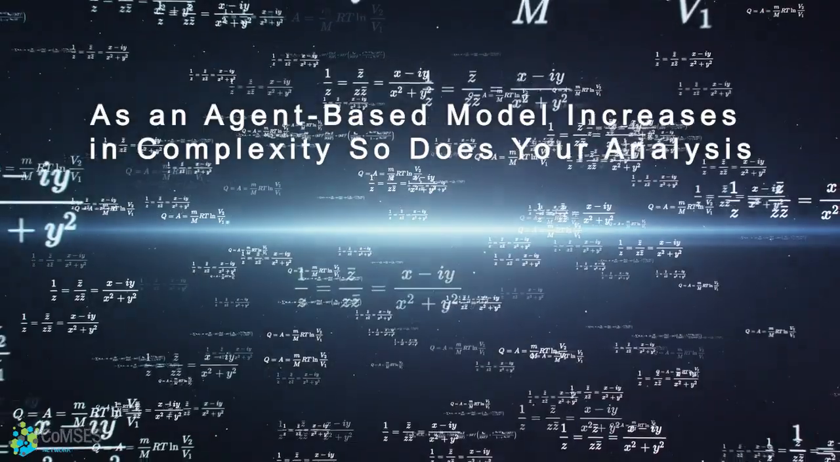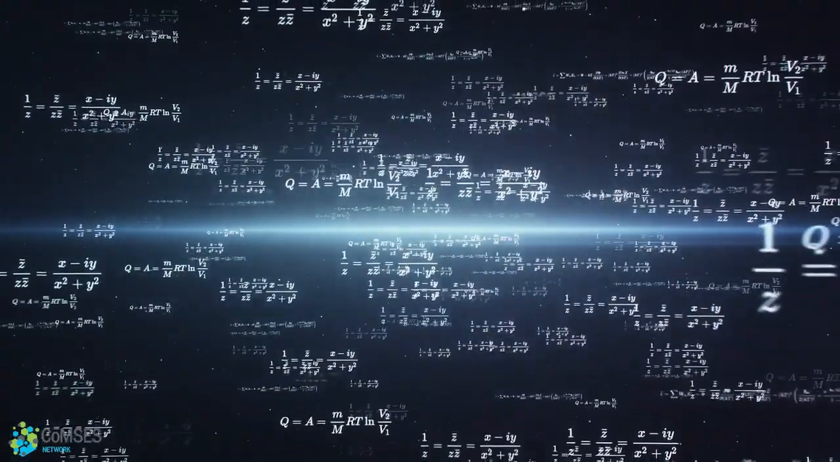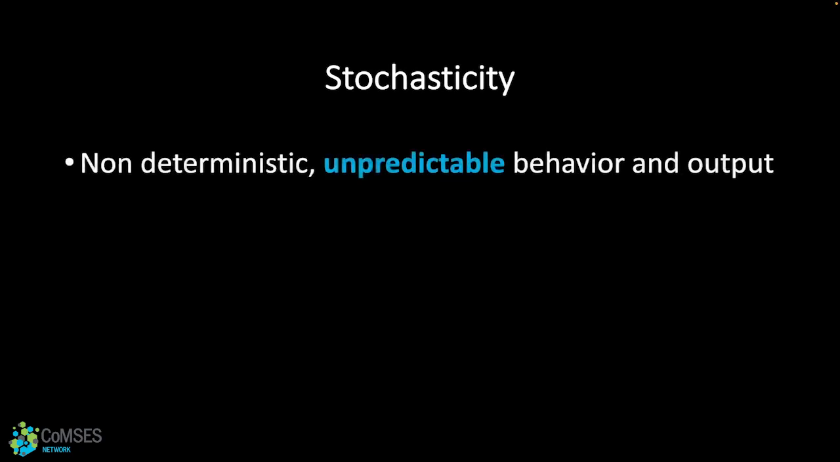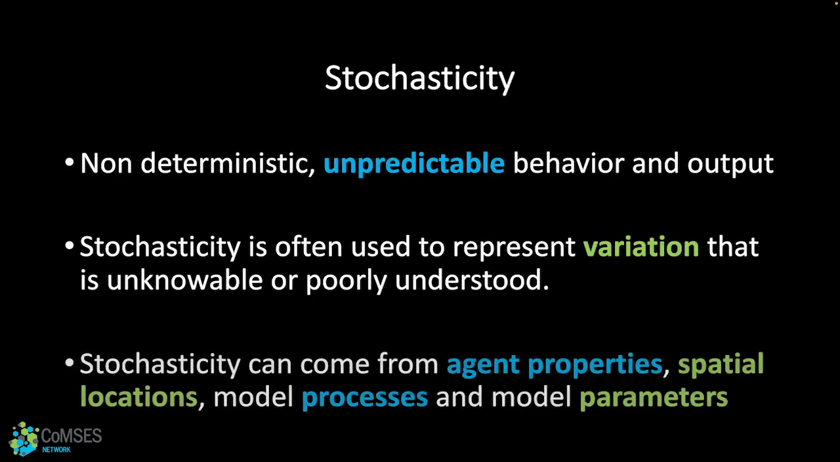But before one begins to analyze the output from their agent-based model, one has to account for stochasticity. Most agent-based models include some sort of randomness or stochasticity. Stochasticity is often used to represent variation in a characteristic that may affect a model, but is unknown. Stochasticity can also be found in agent properties, spatial locations, model processes, and model parameters.